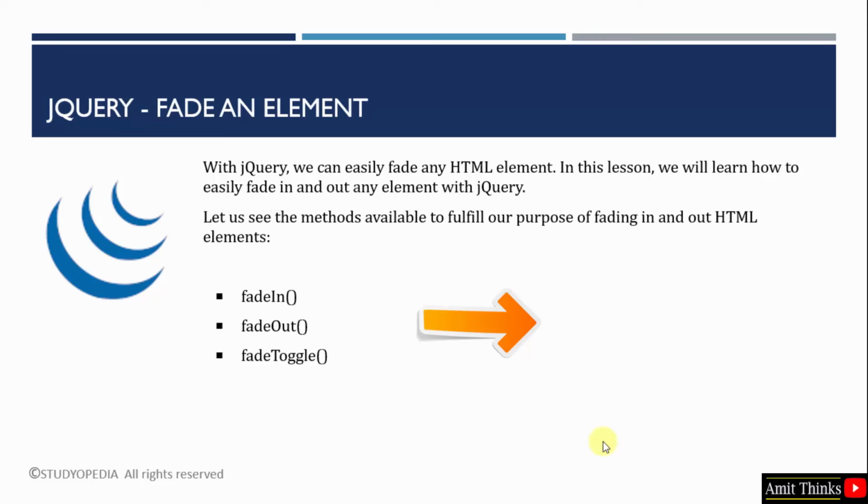So guys, we saw how we can easily fade an element using these 3 methods. The fadeIn will set the effect from hidden to visible. The fadeOut will set the effect from visible to hidden. And the toggle would allow us to set the toggle effect.